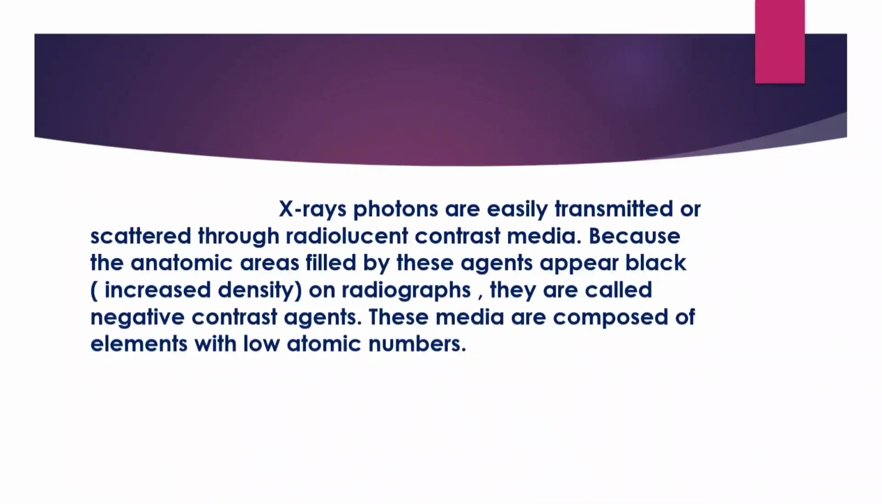Now let's see the explanation. X-ray photons are easily transmitted or scattered through radiolucent contrast medium because the anatomic areas filled by these agents appear black. That means decreased density on the radiograph. They are called negative contrast agents. These media are composed of elements with low atomic numbers.